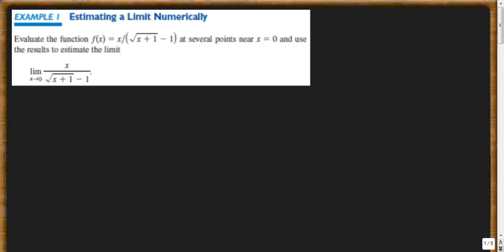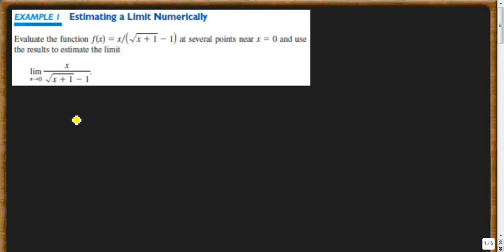Okay, so we're going to work on a few example problems involving limits. The first one is asking us to estimate a limit numerically. We have this really odd-looking function here, and it's difficult for us to deal with normally, but if we were to figure this out numerically, it's not quite as hard. It's just a little bit more labor intensive.